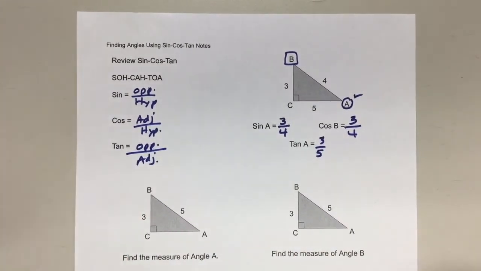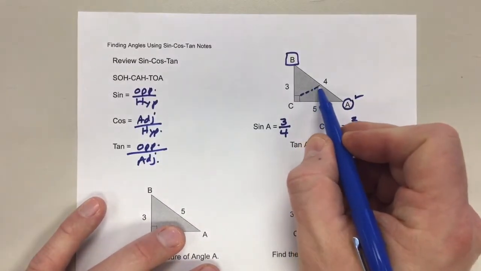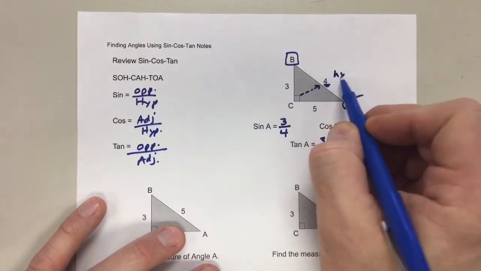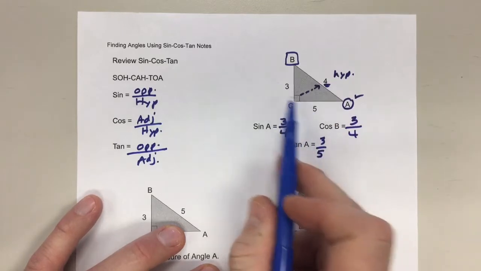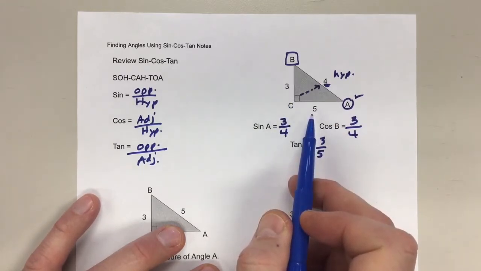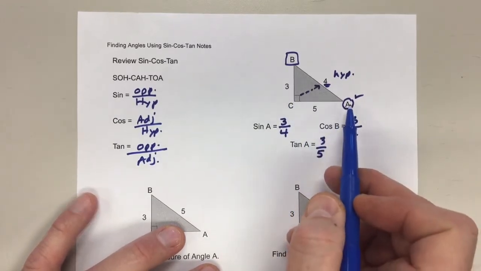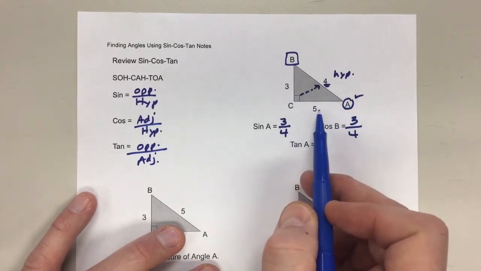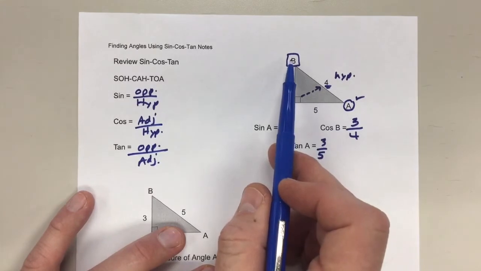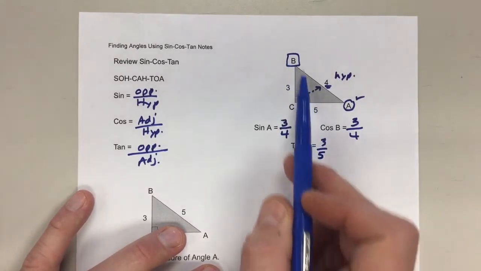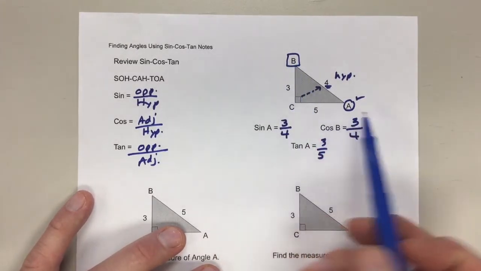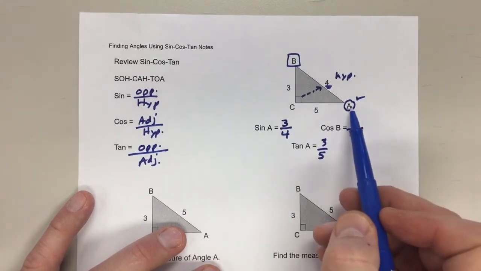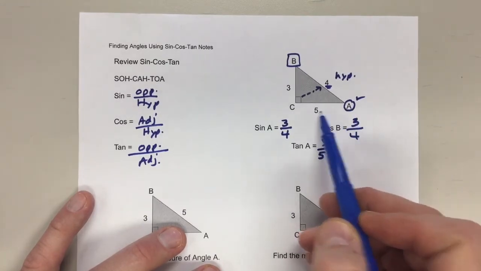Remember, in a right triangle, the side opposite the 90 degrees, that's always the hypotenuse. These two sides could be opposite or adjacent, depending on which angle you're looking at. If you're on this angle, then this is the opposite side, this is the adjacent. If you're on this angle, then this side becomes the opposite, and this becomes the adjacent. Remember, adjacent means next to. So the adjacent side, or the next-to side, for angle A would be this one.